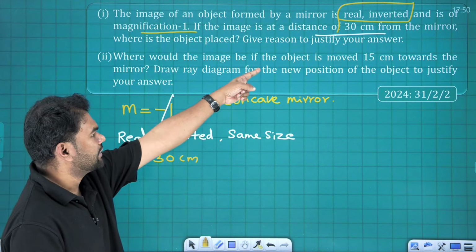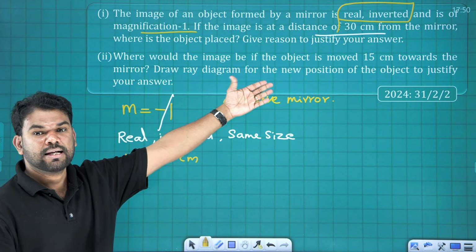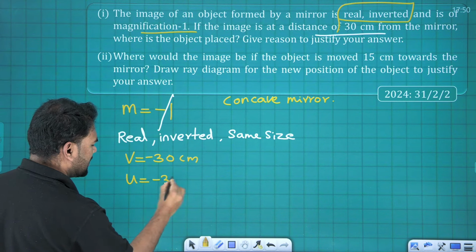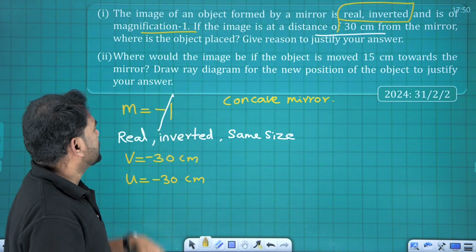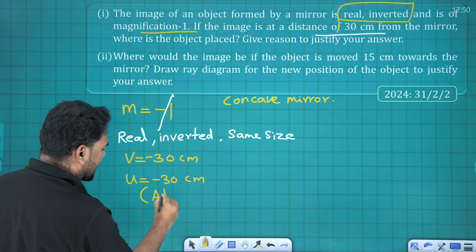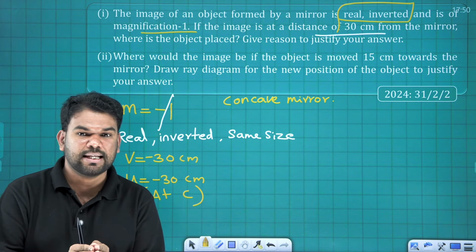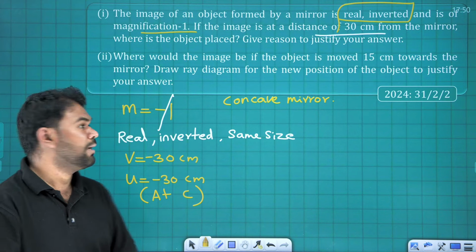Here you need to find the object distance. The image we got is at 30 centimeter and is of the same size, which means the object is also at 30 centimeter. So the object distance is also 30 centimeter. That's the first question: where is the object placed? You can say the object is at 30 centimeter, or at the center of curvature, that is at C. Only if the object is at C will the image be at C, and we will get a real, inverted and same sized image.